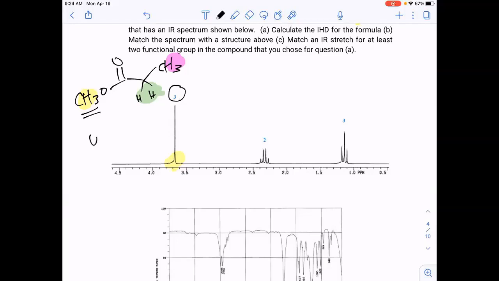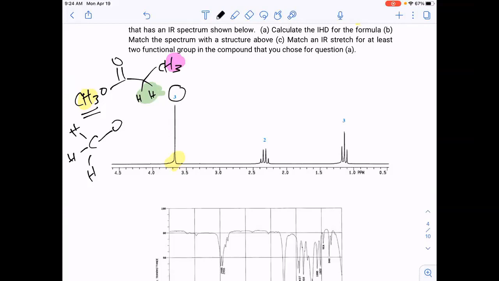It looks like this, right? It's O, like this, and then C with 3 hydrogens on it. And so there's nothing next door that it can split with. That's why it's a singlet. And of course, those 3 hydrogens are equivalent to each other, so they're not going to split each other. All right.